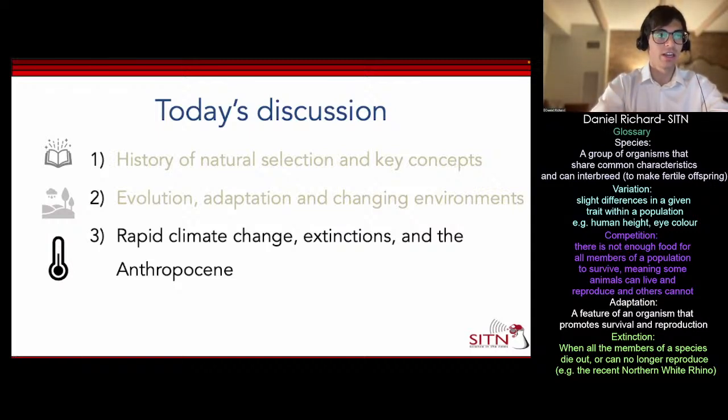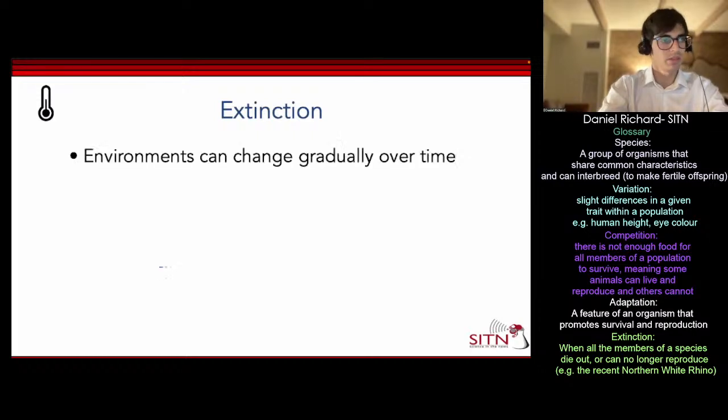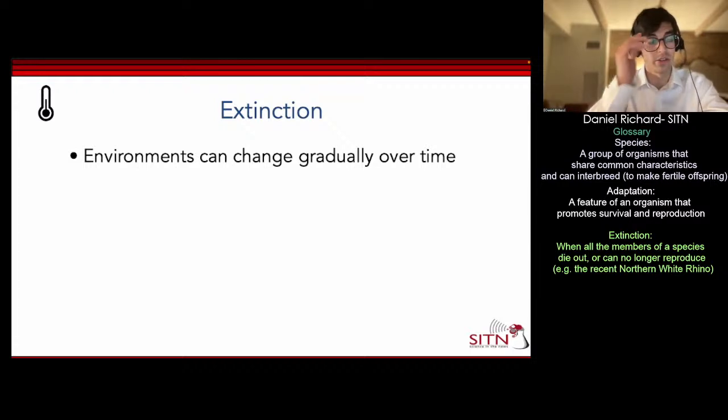This last section, sort of following up on that idea of changing environments, thinking about when environments change very quickly, rapid climate change, how that can lead to extinctions, and thinking about the role that humans can play in this process. And so, again, we have a lot of evidence in the fossil record for the fact that environments can change gradually over time. That happens naturally.